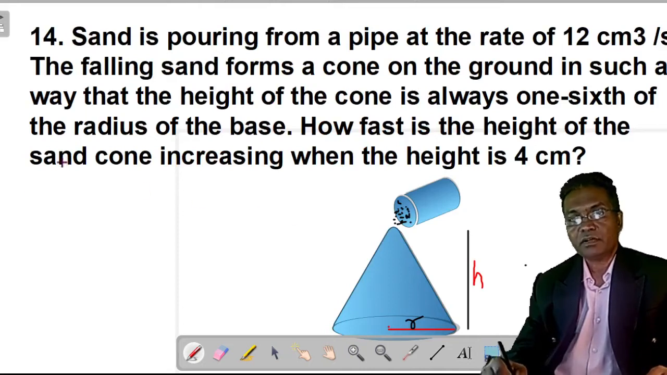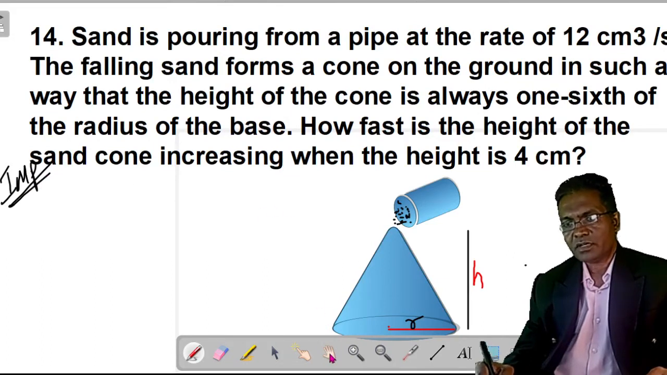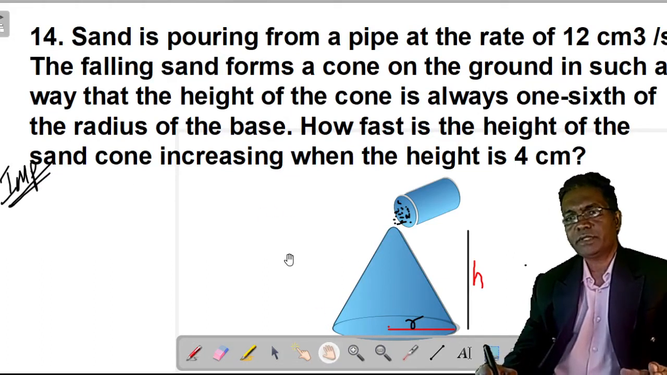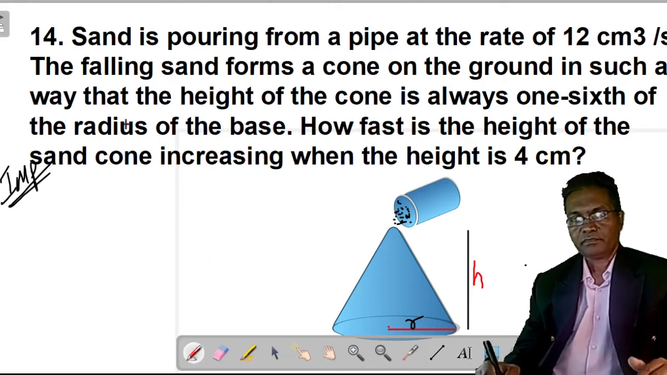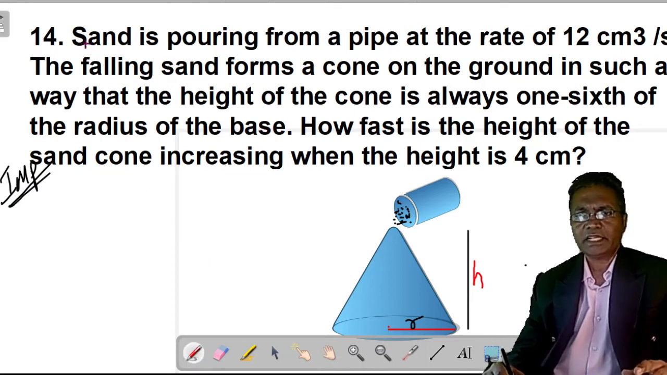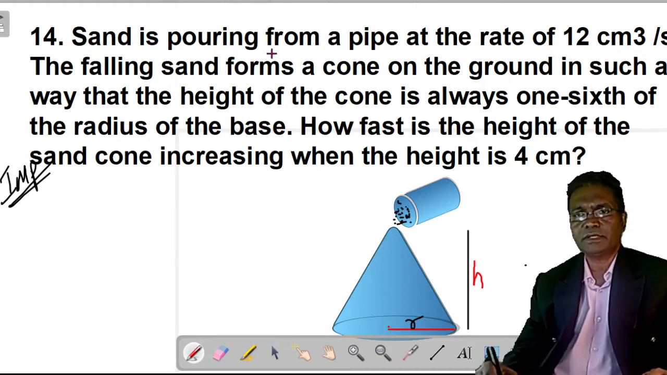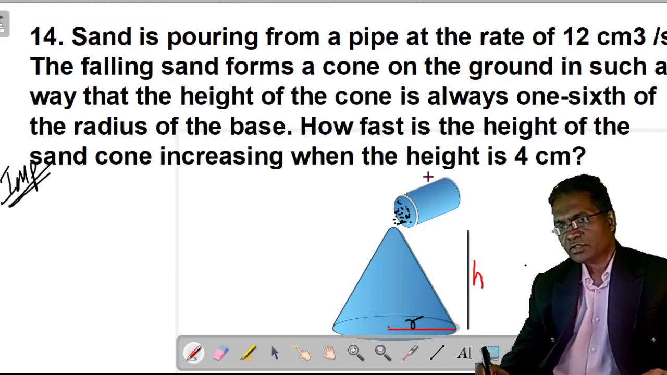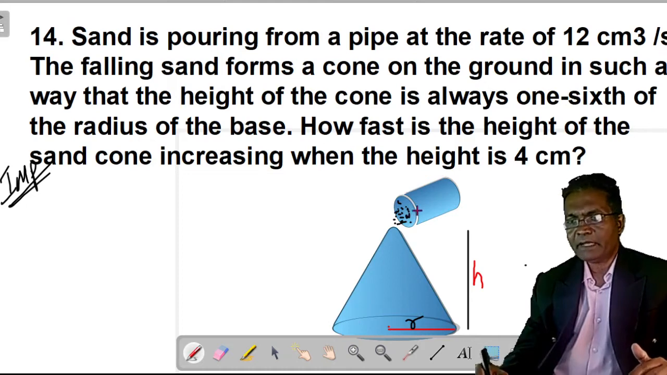This is an important one from the point of view of the examination. So make a note, the question looks to be lengthy. See here, sand is pouring from a pipe at the rate of 12 centimeter cube per second. So from the pipe sand is pouring.